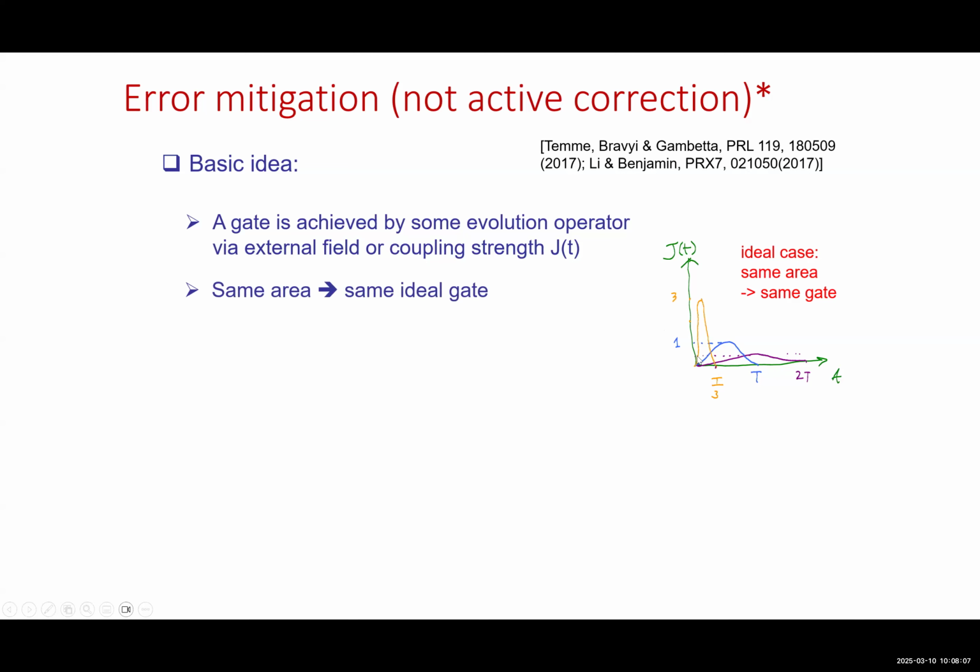So you would have different possible curves. Ideally, they should achieve the same action, but a different spread of the pulse experiences different errors. So they can actually have the same actions, but with different error strengths.